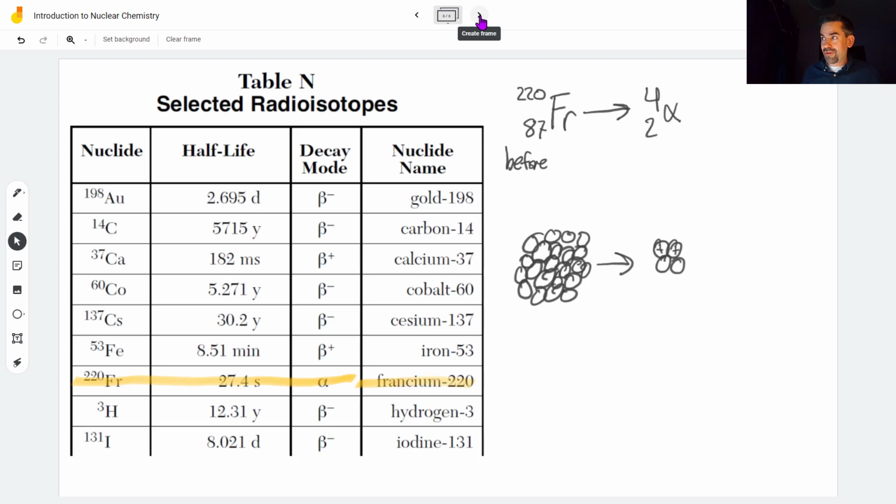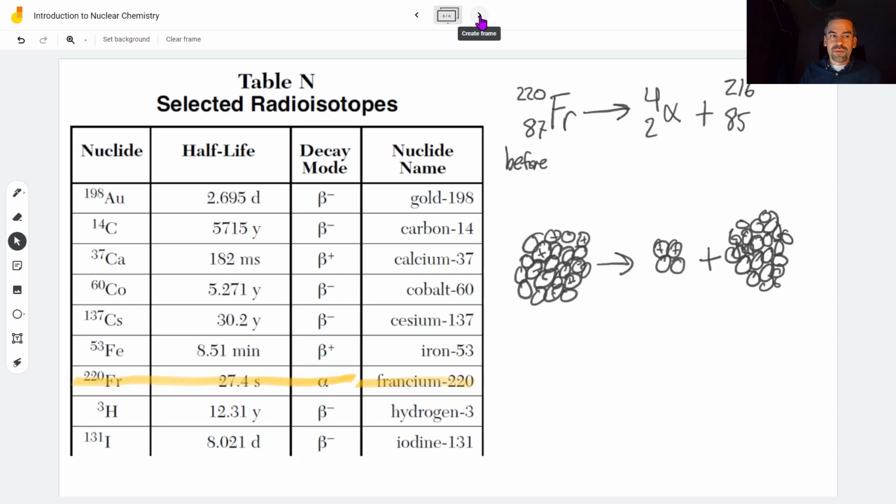There were 220 things in that nucleus before. So what's left over? How many items should be left? Well, we took 4 out of them, so that means there should be 216, right? Some of these particles in here obviously are positive. I didn't write them all in there. It's hard to do that, and there's a whole bunch of these. And how many protons are there going to be? We took 2 protons out. We started with 87, so there are going to be 85.